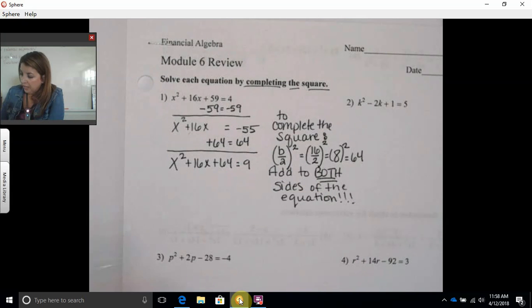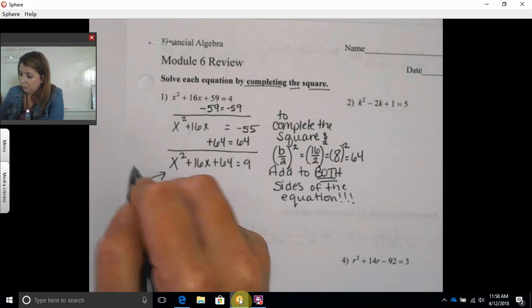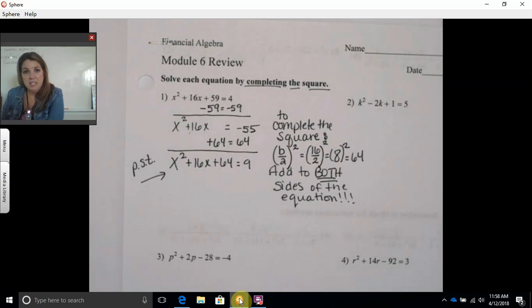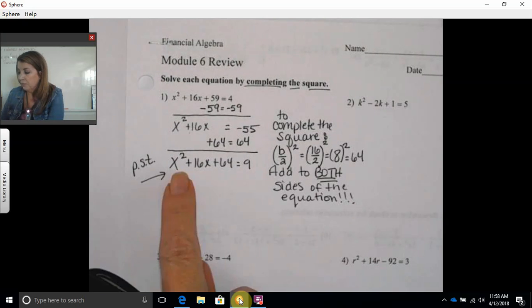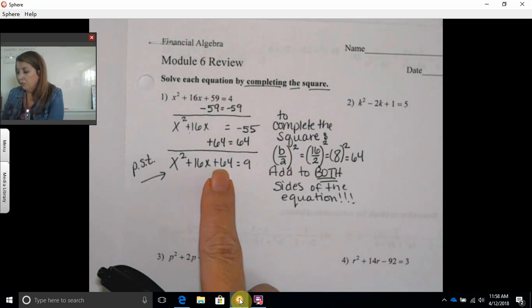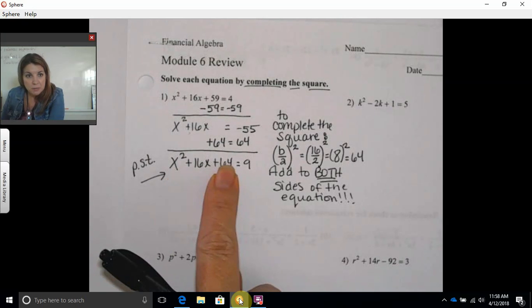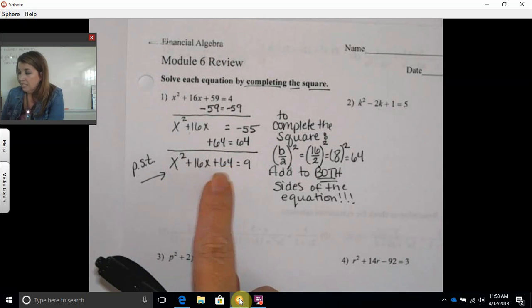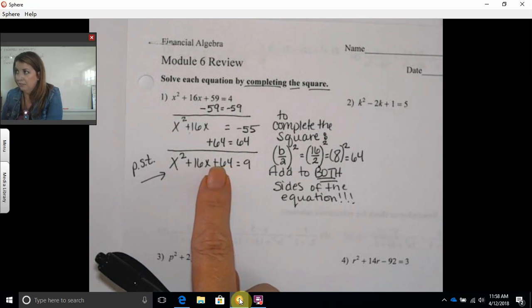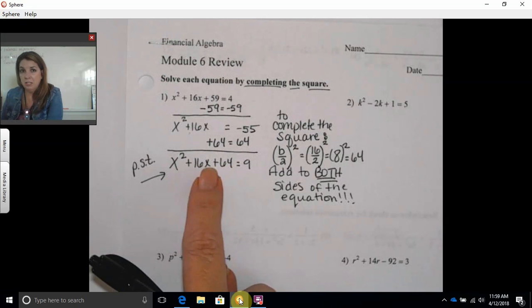So what we've created on the left side should be a perfect square trinomial. If we did it correctly, it will be. Remember, a perfect square trinomial, first of all, has got to be a trinomial. Your first term has to be a perfect square. Your last term has to be a perfect square. C has to be positive. And don't forget, you have to check the middle term as well.